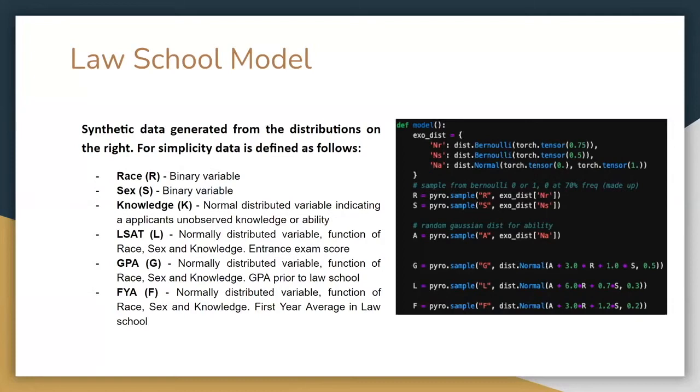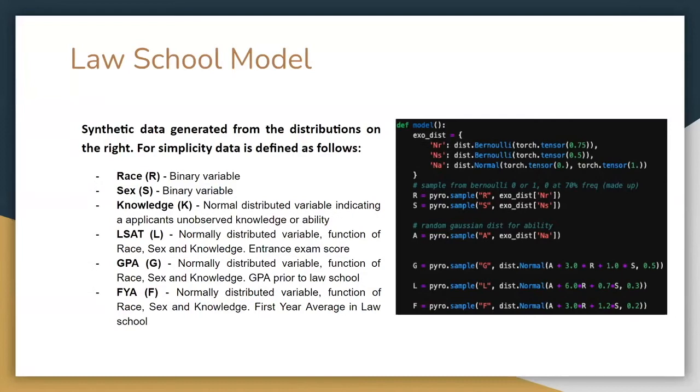Race, sex, and knowledge are considered as exogenous variables. Probabilities of 0.7 and 0.35 are assigned for race and sex respectively. The knowledge is drawn from a standard normal distribution. On the right, we can see the equations that we have used to generate the synthetic data. We have considered race and sex as binary variables.